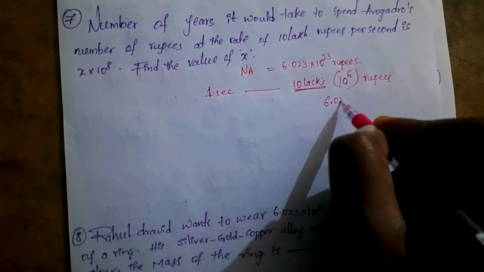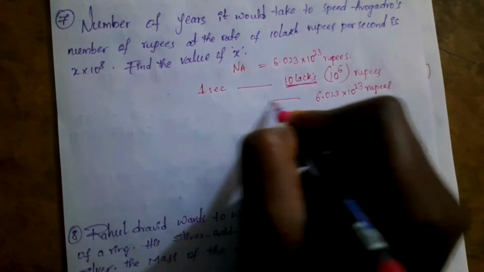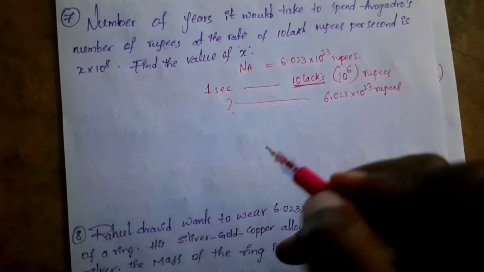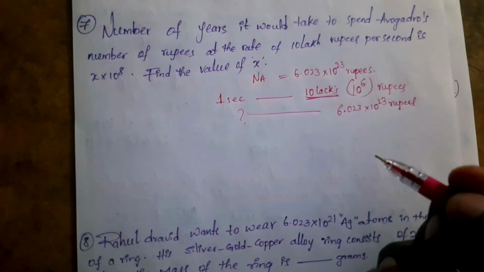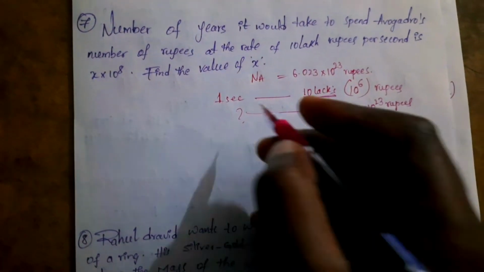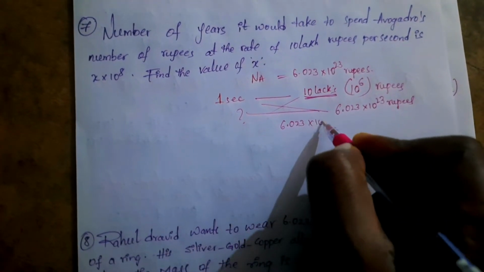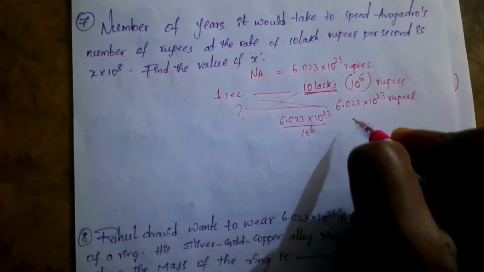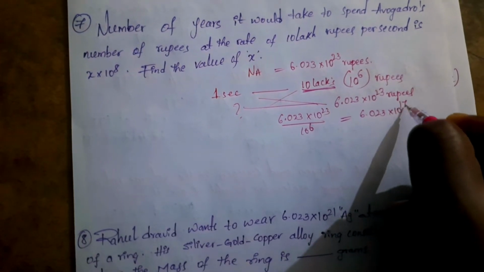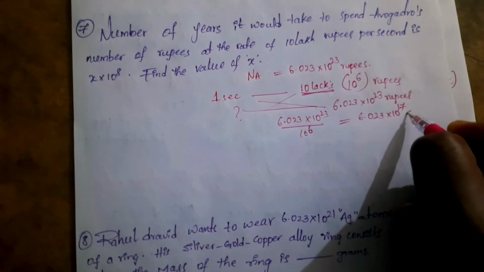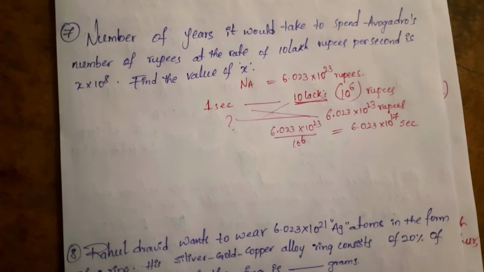Then to spend this 6.023 into 10 power 23 rupees, how many seconds are required? First we will calculate that in seconds. After that we will convert seconds into minutes, minutes into hours, hours into days, and days into years. Now you see here: 6.023 into 10 power 23 by 10 power 6. That is nothing but 6.023 into 10 power 17, so that is these many seconds. It is 6.023 into 10 power 17 seconds.